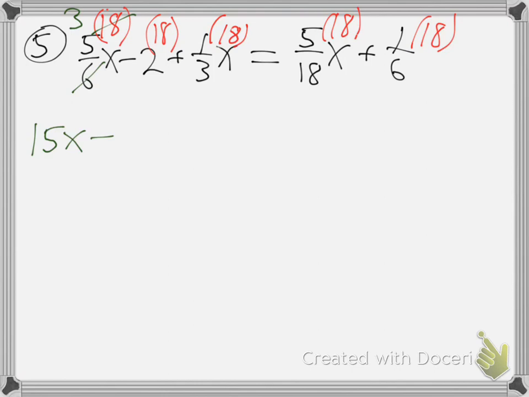So you cross cancel. Multiply what's left over. So 6 went into 18 3 times. 3 times 5, 15x. Right, good. Keep going. 2 times 18, 36.